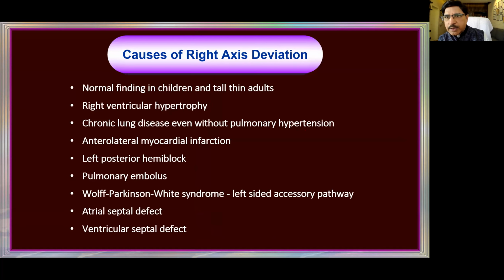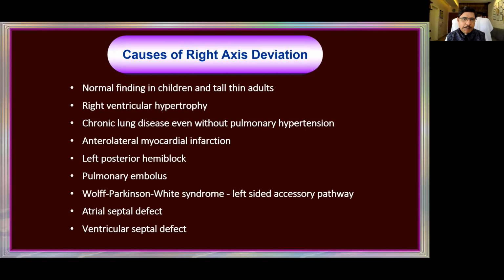Then yesterday we asked, what are the causes of right axis? What are the causes of left axis? It may be a normal finding in children and thin, tall adults. The right axis may be normal. Right ventricular hypertrophy is one cause of right axis. Right bundle branch block is not the cause of right axis. Chronic lung disease, even without pulmonary hypertension, because of the emphysematous change, tilts the heart rightward, there will be right axis. Anterolateral myocardial infarction, because on the left side no current is going, looks like a right axis.